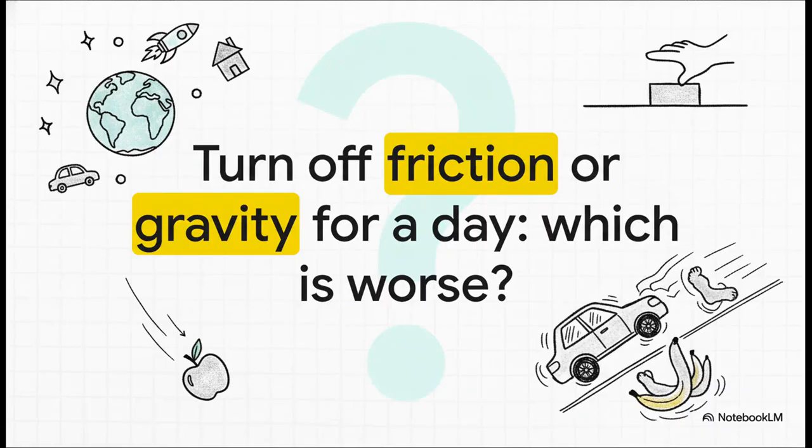So let's wrap this up with a little thought experiment. Imagine you had a big switch. You could turn off either friction or gravity for just one day. Which one would cause more chaos? Think about it. With no gravity, everything that isn't nailed down just floats off into space. But with no friction, nothing could ever stop moving. You couldn't even walk because your feet would just slip. It's a tough call, right? And it really makes you appreciate just how important these incredible invisible forces really are.